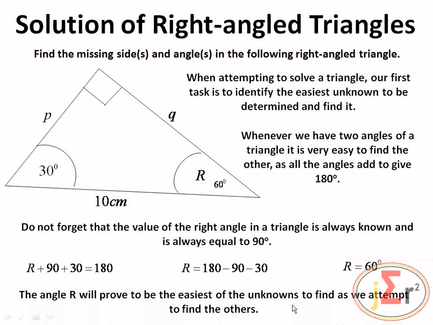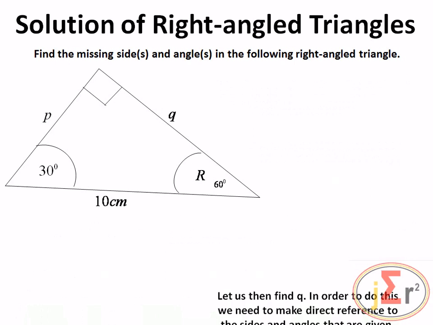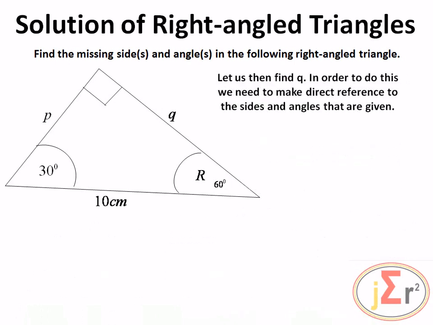The angle R will prove to be the easiest of the unknowns to find as we attempt to find the others. So that's the easiest one to find, and we'll move on to finding the others. Let us then find Q. In order to do this, we need to make direct reference to the sides and angles that are given. So we need to find Q.